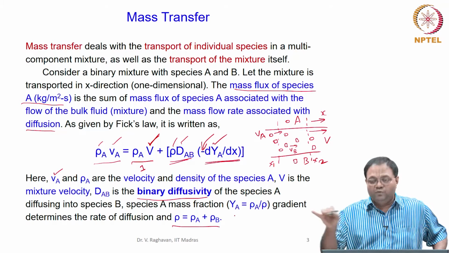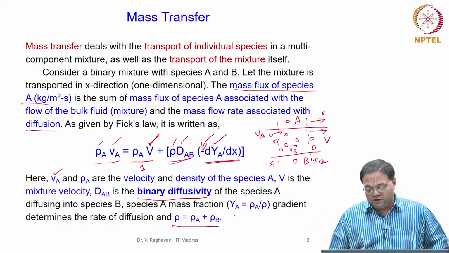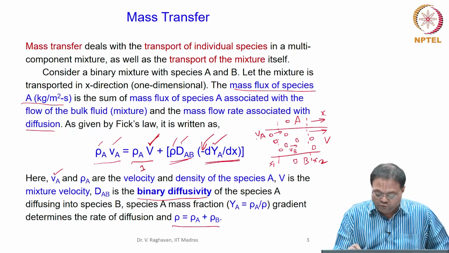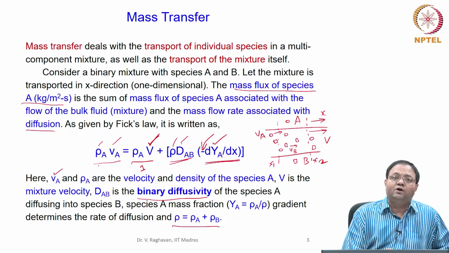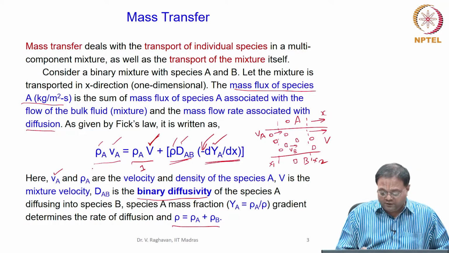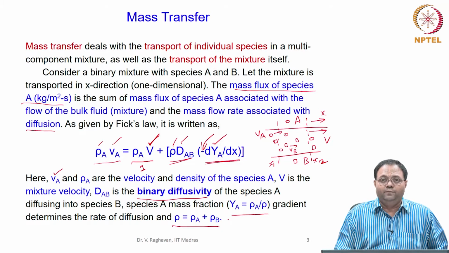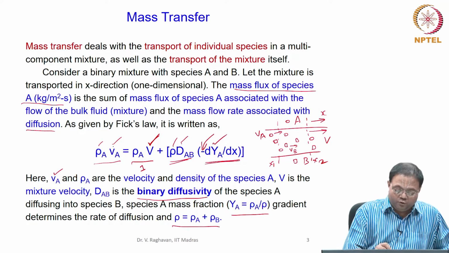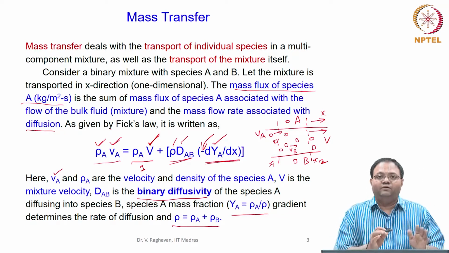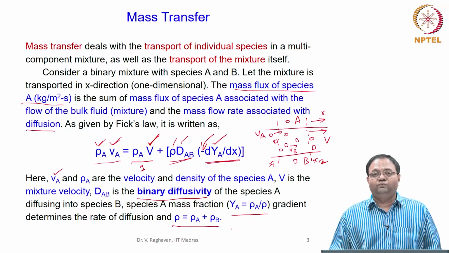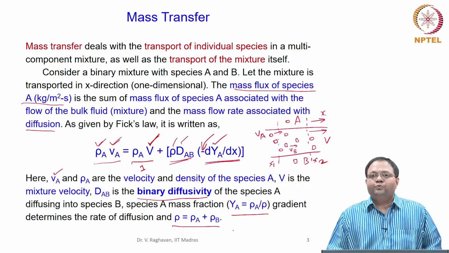The gradient is favorable for the diffusional transport of A in the x direction. So it has its own velocity. So the flux of A is nothing but the product of the density of A, which is the mass fraction times the mixture density, into the velocity of species A. So that is the left hand side, the mass flux of the species A, that is due to two components.